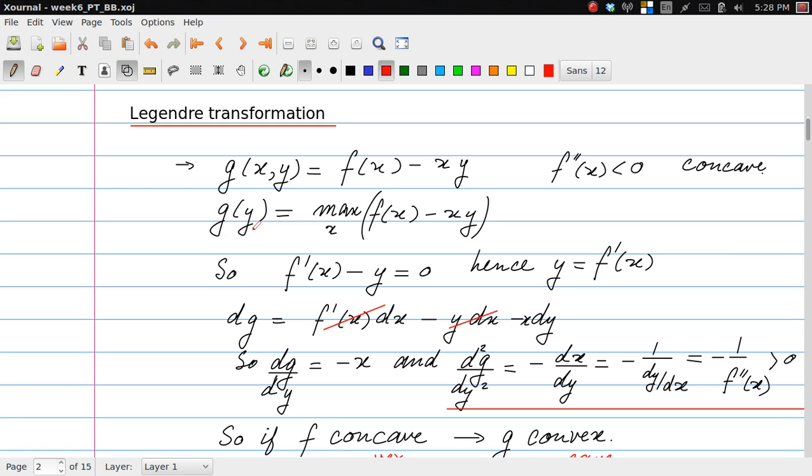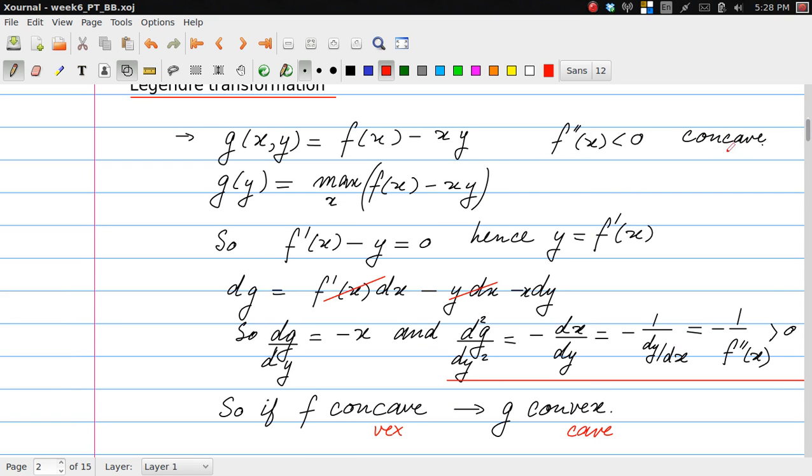And then we calculate g exclusively as a function of y, as the maximum of this function as a function of x. So what we do is we take the derivative of this function, f'(x) minus y is 0, and therefore we find that y should be the derivative of f at x. Now it is interesting to see whether the new function g(y) is also concave or whether it's convex.